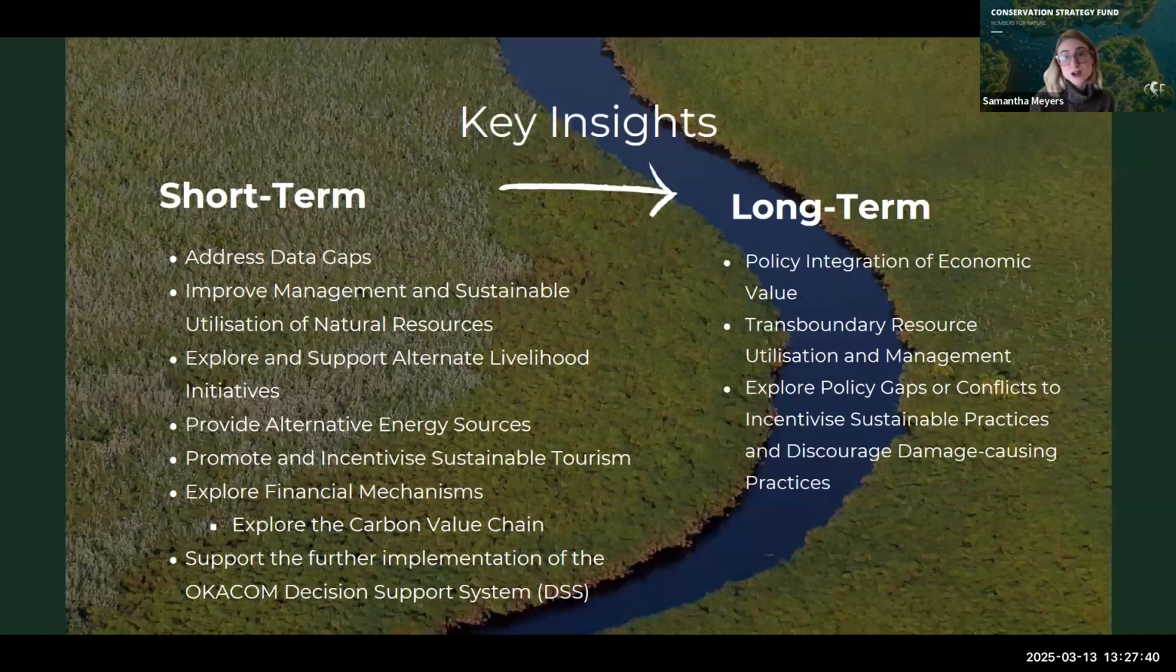And in the short term and long term, we recommended that policymakers support OCACOM decision support system, which is a collaboration between all three countries to manage this ecosystem, because it is a transboundary resource. It crosses borders. It's something that really needs long-term sustainable policies that can be applied to multiple communities, many different areas of the ecosystem, and it has to be a collaborative approach. It's very, very important for a landscape as large as this one and as valuable.